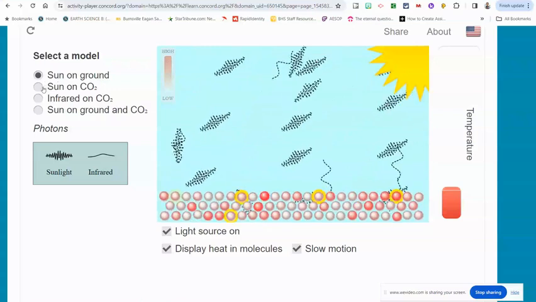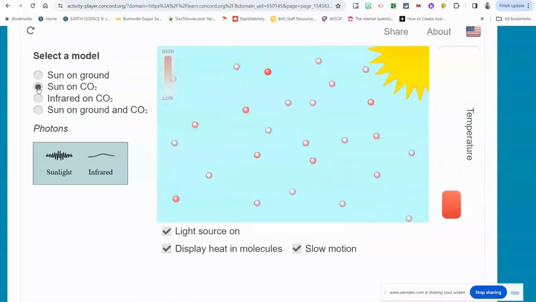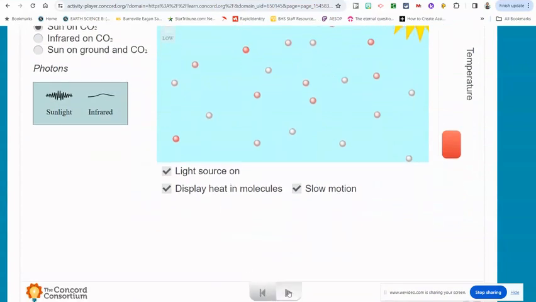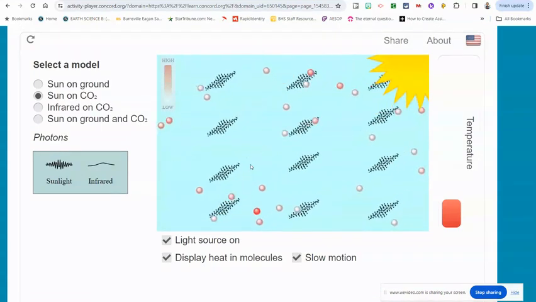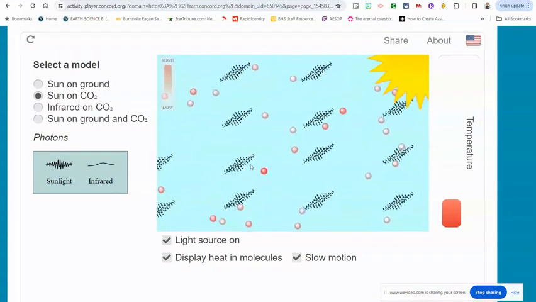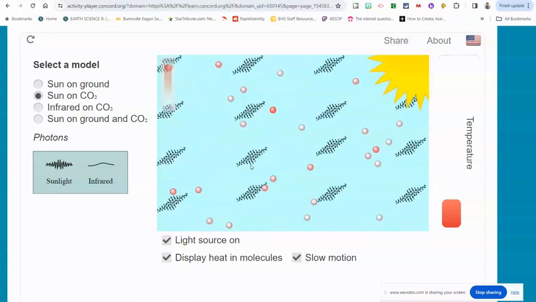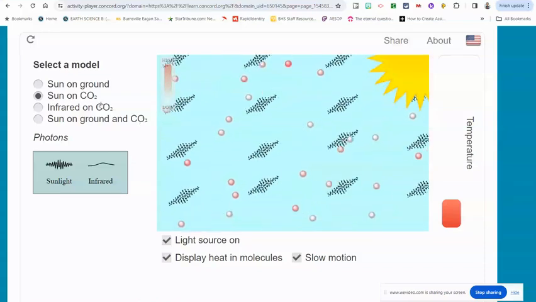Now, I can select different models on the left here. This is the effect of the sun on the ground. Here's the effect of the sun on carbon dioxide. So we see that the particles, the photons from the sun, do not affect the carbon dioxide. I don't see any changes.